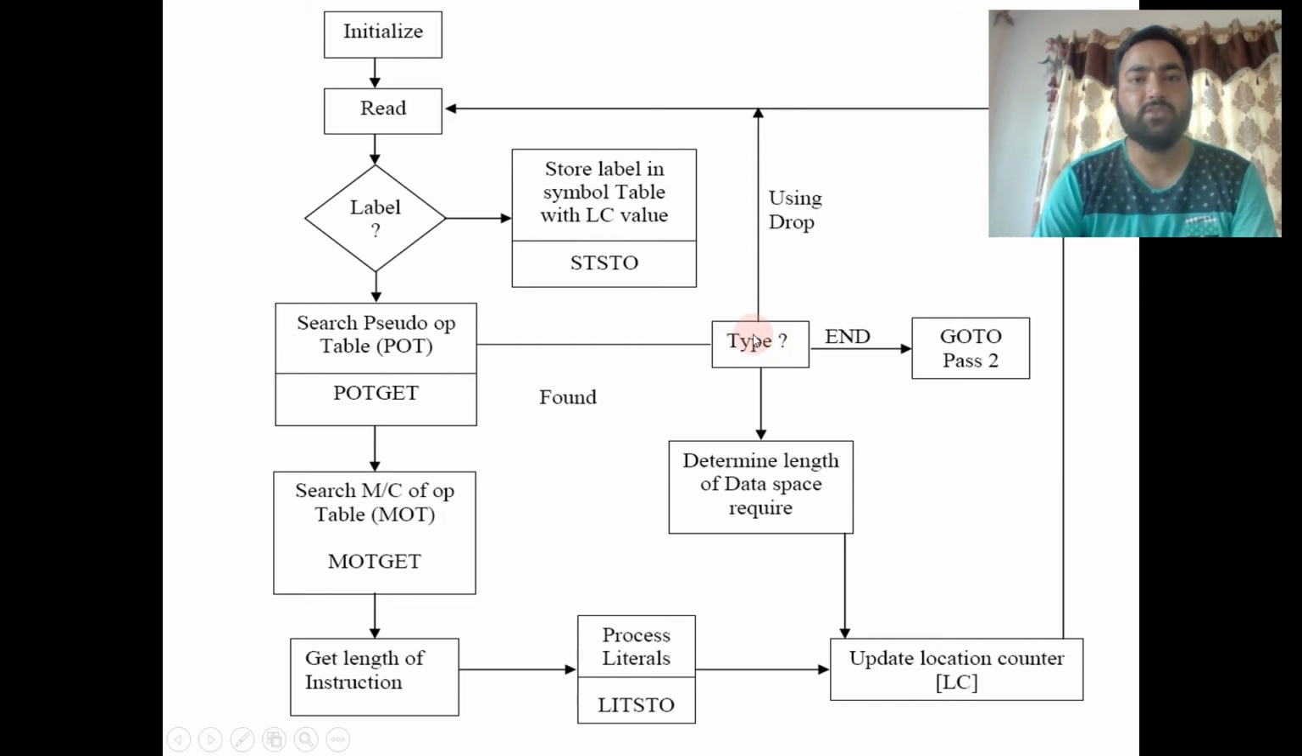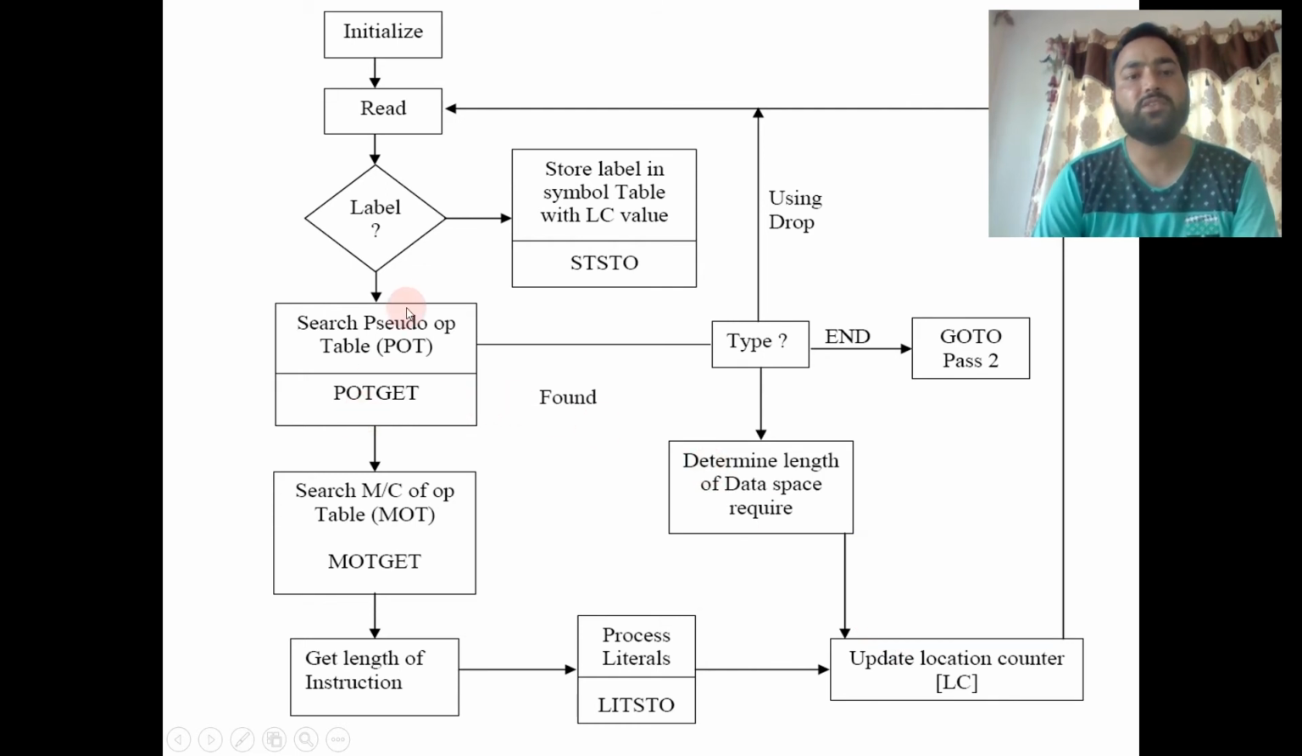If the type is not defined, then we drop it and go back to the read step of the flowchart. If it is found, then we go to pass 2, and we determine the length of data space required. If we determine the type, then we determine how much space is required for the particular pseudo operation code, and then we update the location counter value.